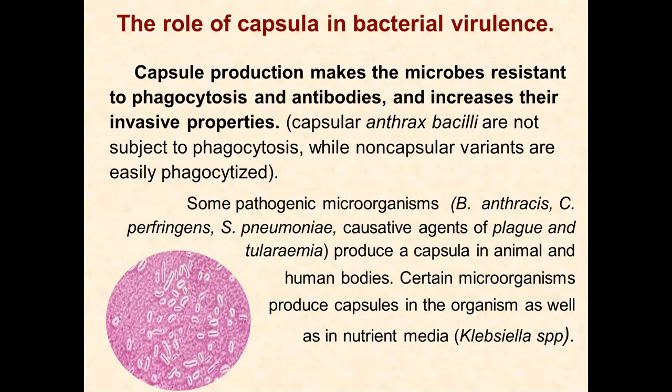Some pathogenic bacteria like Bacillus anthracis, Clostridium perfringens, or Streptococcus pneumoniae produce a capsule only in the human body or in the animal. But others, like Klebsiella, produce a capsule in all occasions, in the organism as well as in nutrition media. And here you see the capsulated bacteria with a special method of staining, it's Burri staining.